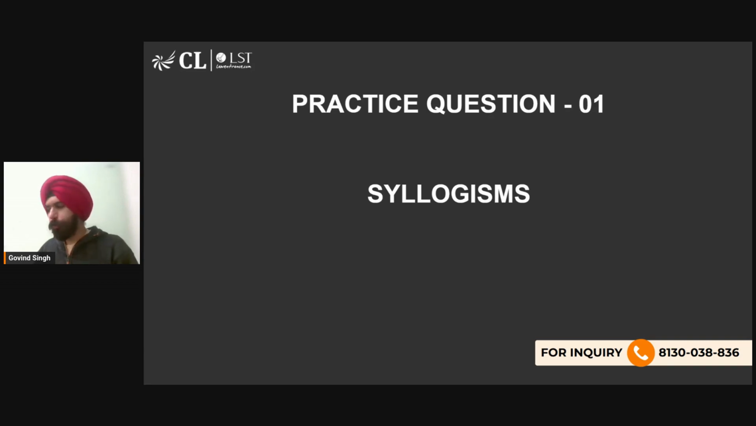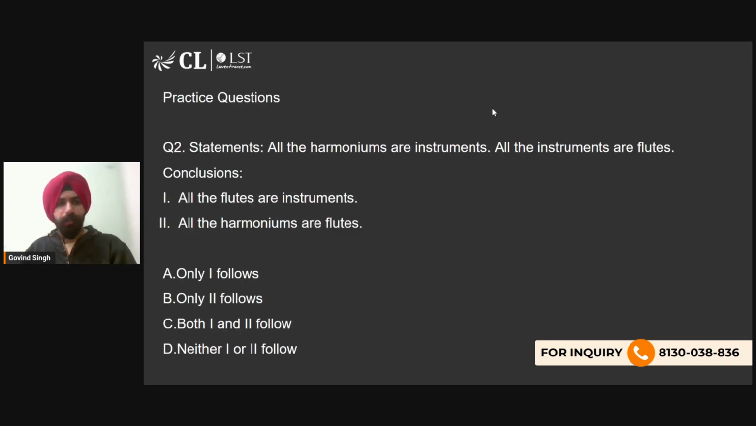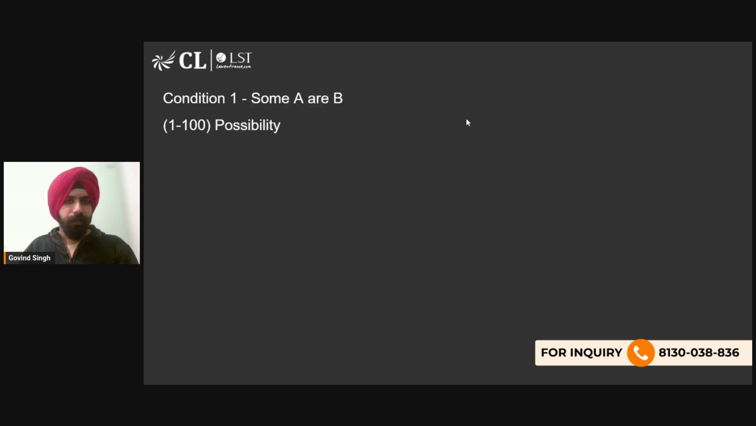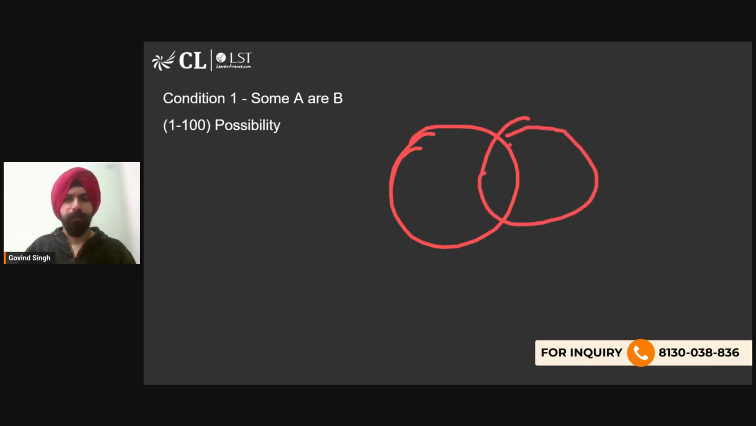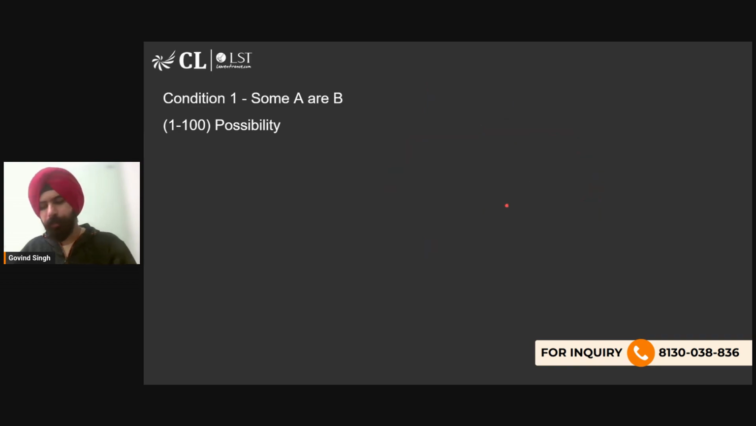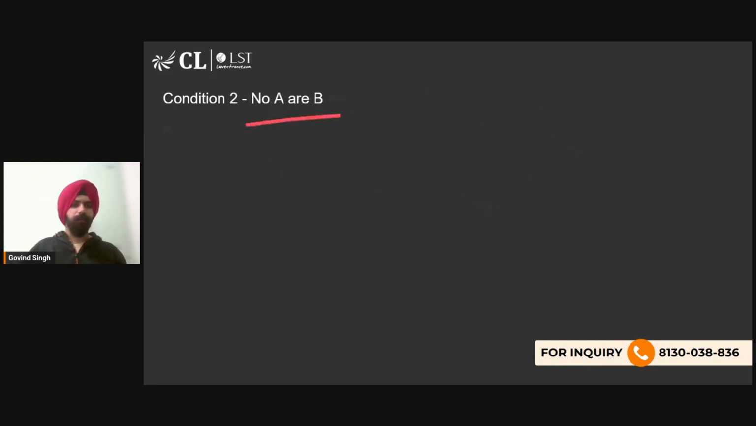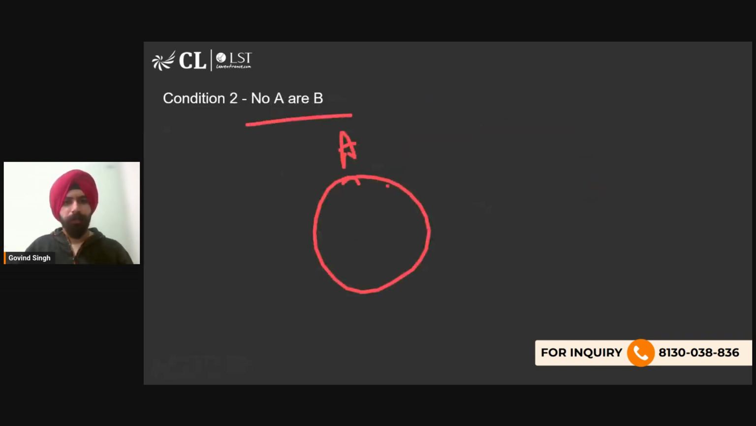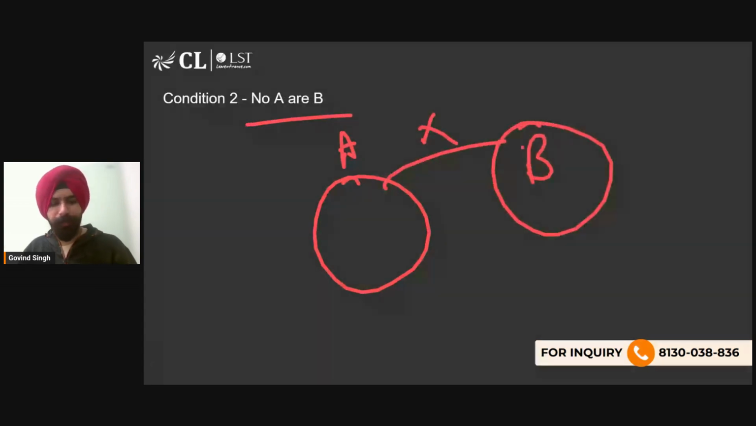So let's quickly go through the concepts and then solve these questions. Let me take you to the conditions. We saw the first condition, some A are B. The Venn diagram is drawn somewhat like this. If this is A, this is B, this overlap suggests some A are B. Simple. Now we have no A is B. You draw an A, and then you draw a B. That means no overlap between A and B.